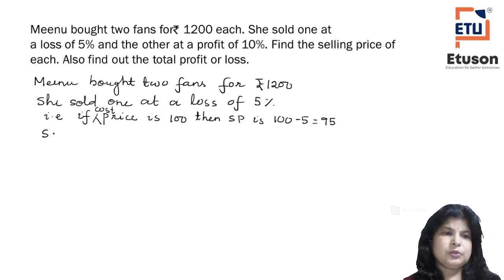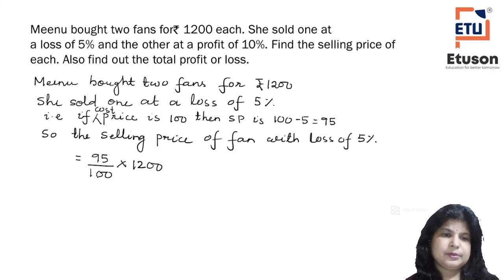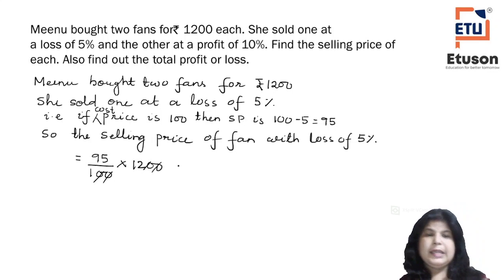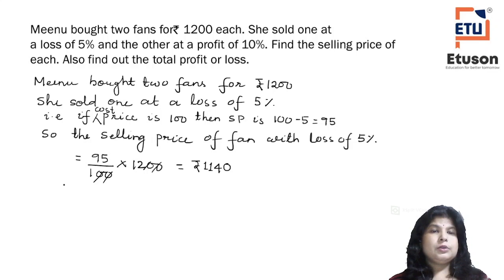Okay. So the selling price of the fan with a loss of 5% can be found out like this. That is 95 divided by 100 into 1200. Correct or not? So you have 95 into 12, that is rupees 1140. Right?